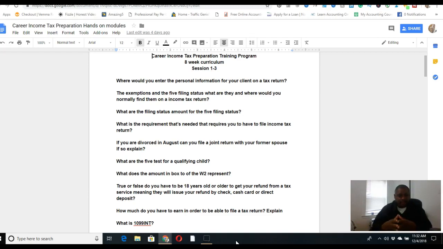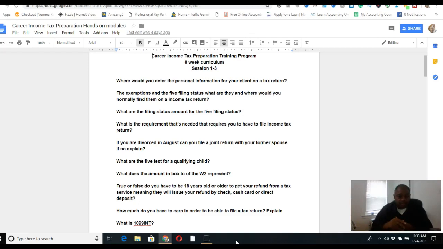And then the next one is, what are the filing statuses? What are the filing statuses amount for the 5 filing statuses? Which means we have 5 filing statuses, and each one has an amount associated with it. So that's what that's basically asking. I'll probably have to reword that a little better now that I'm reading it back to you.